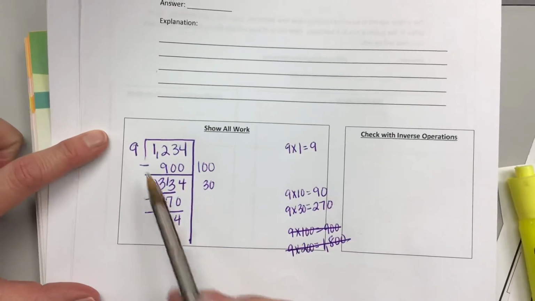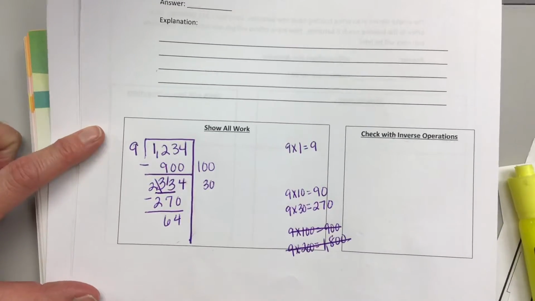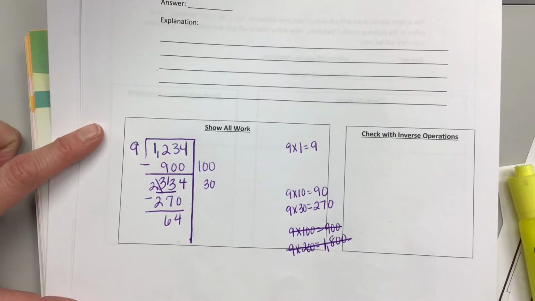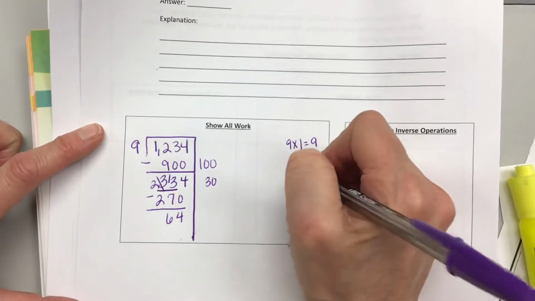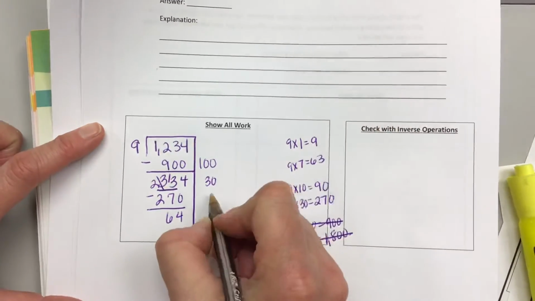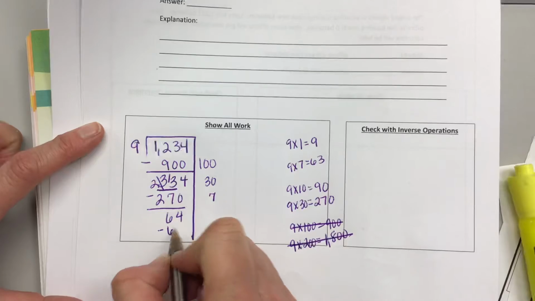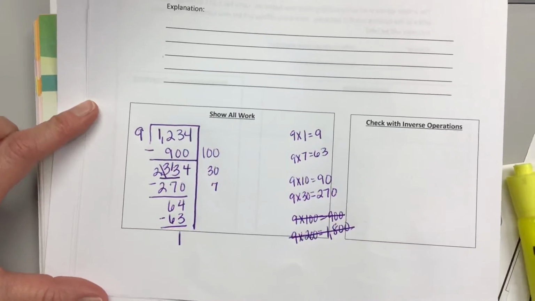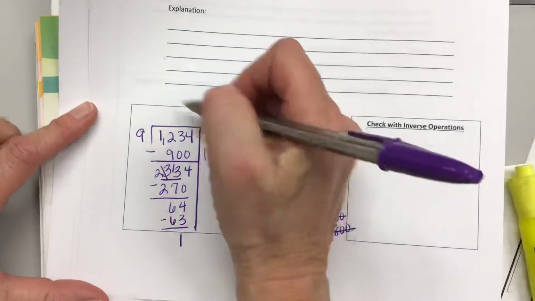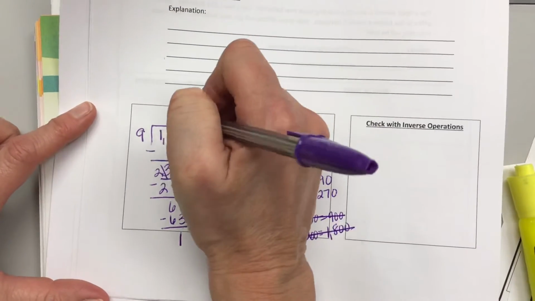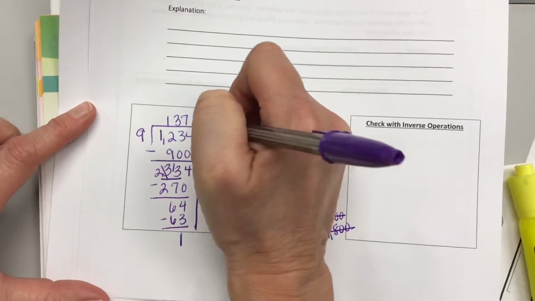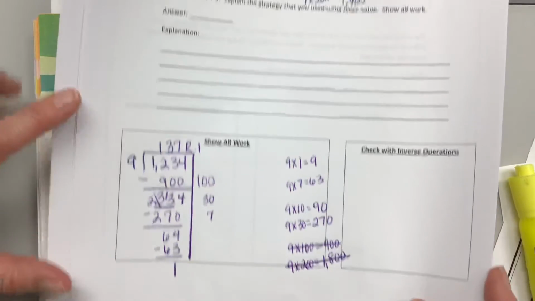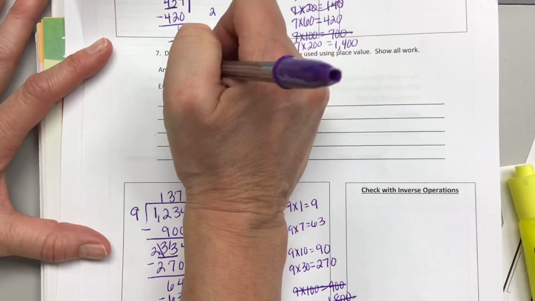Okay, now 9 times what gets me close to 64? Cooper? 7. 9 times 7 is 63. So I can subtract 9 7 more times. That leaves me with 1. Can I subtract 9 again? No, so I'm done. Add together your partial quotients. You should have 137, remainder 1. So write that up here.